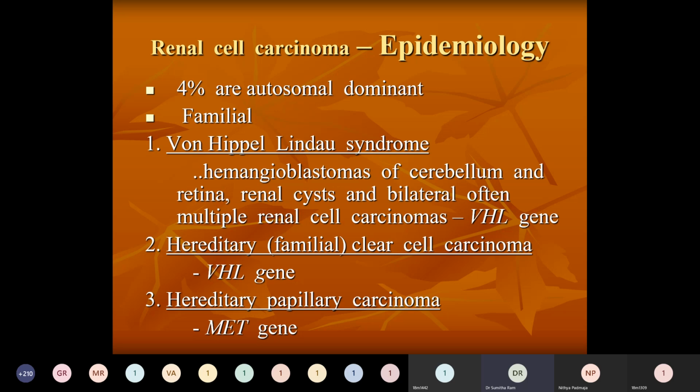Hereditary clear cell carcinoma is again a familial cancer, which is again related to the von Hippel-Lindau gene. Hereditary papillary carcinoma, papillary being a different entity which you'll see among the types, is attributed to the MET gene. You have to remember that MET gene papillary is also seen in thyroid carcinomas.